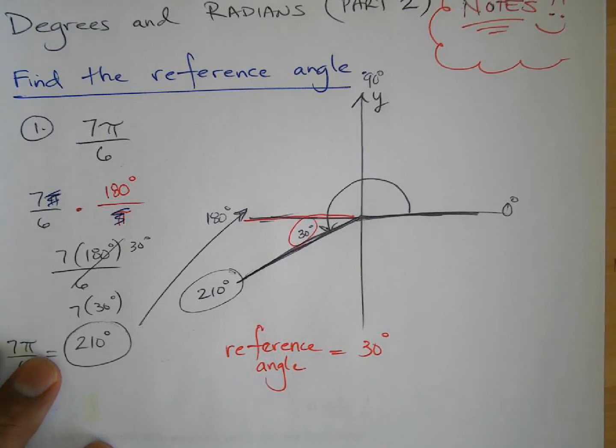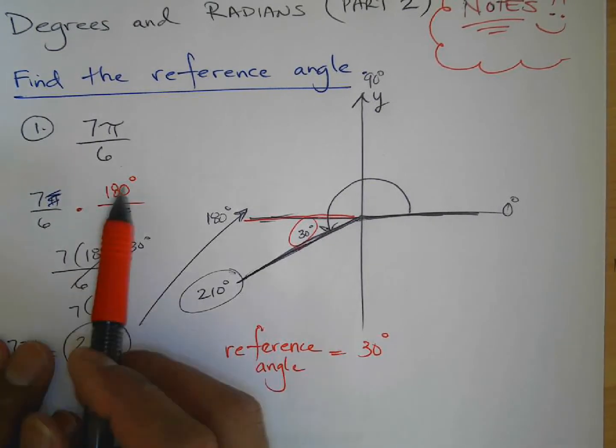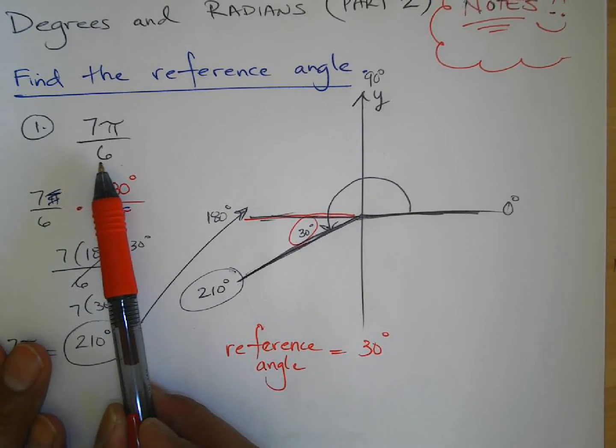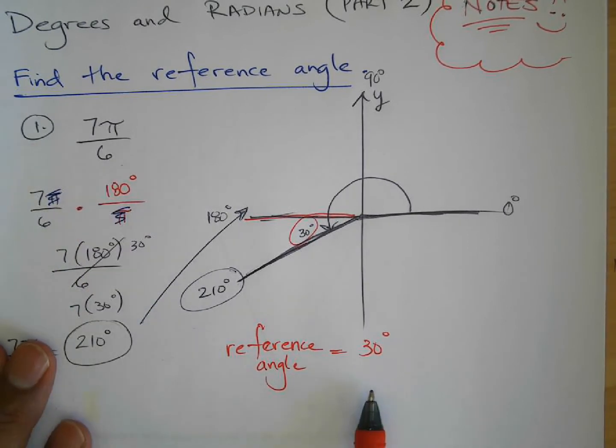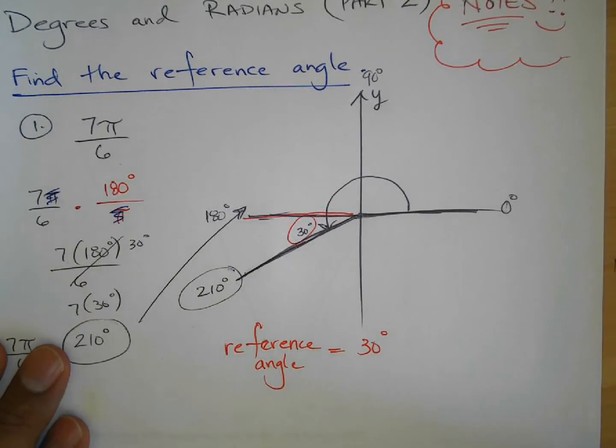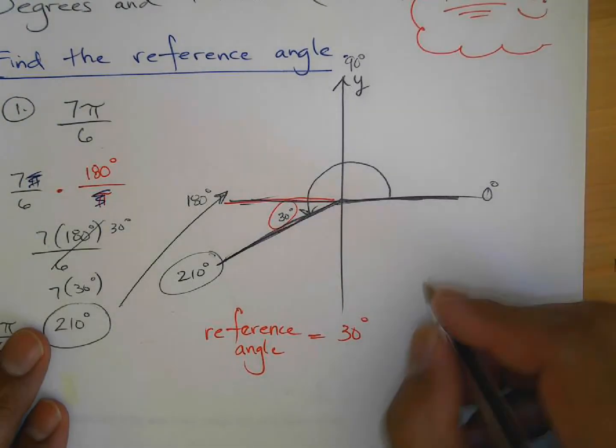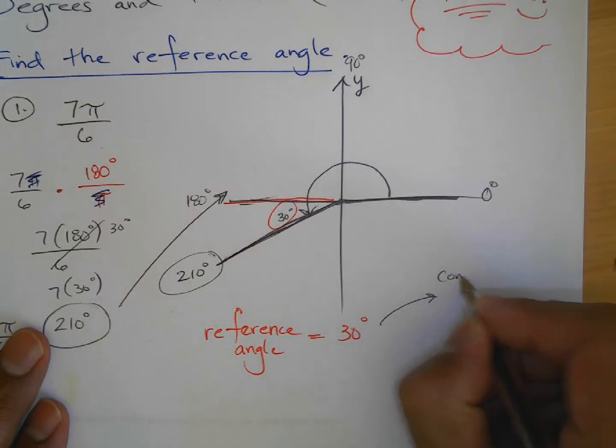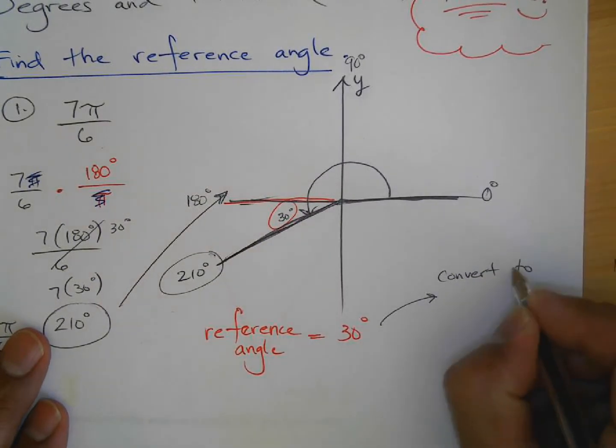That is the correct answer, 30 degrees, but they don't want the answer in degrees. Remember, now we're working with radians. So all you got to do now is convert this, which is your answer, 30 degrees, into radians. How do we convert 30 degrees into radians?